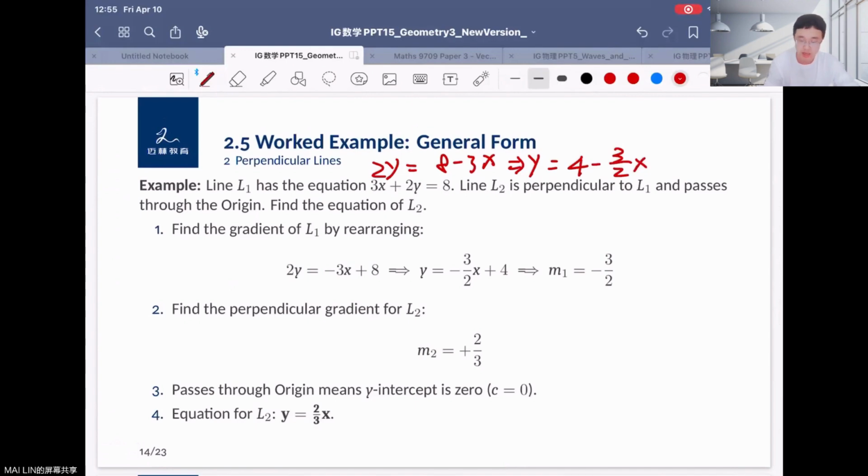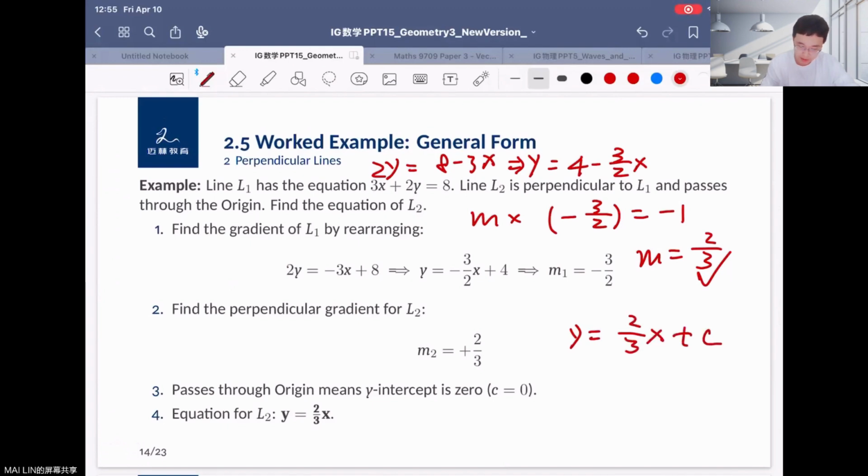This is line L1, and line L2 is perpendicular to line L1. So the gradient m times -3 over 2 equals -1, and you can find the gradient equals 2 over 3. Now that you have the gradient, you can also calculate c. So y equals 2 over 3x plus c. Here it passes through the origin, so the coordinates of the origin are (0, 0).